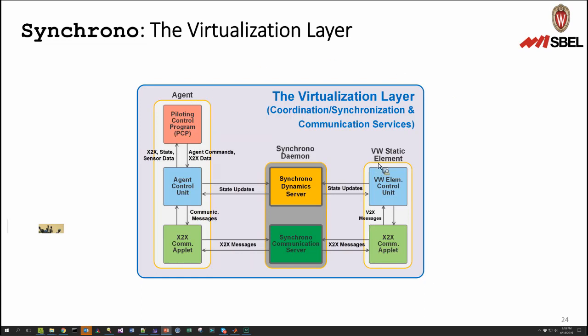And then we have the virtual world static element at the right of the figure, VW static element. These are elements, for instance, you can think of a leaf that is blown by wind. It doesn't have a brain, it moves. Or you can think about a car driven by a student through a joystick. It moves, it has its own dynamics, but its behavior is not self-determined through a piloting control program.